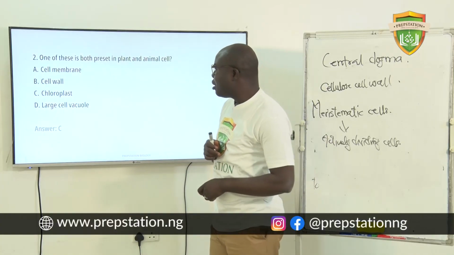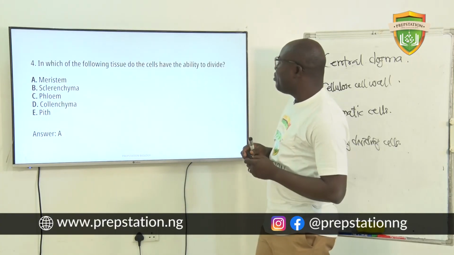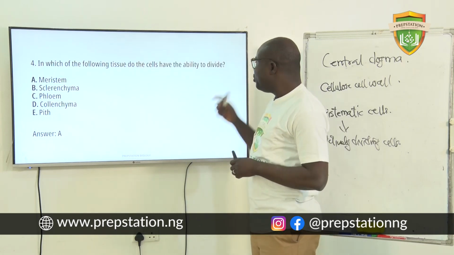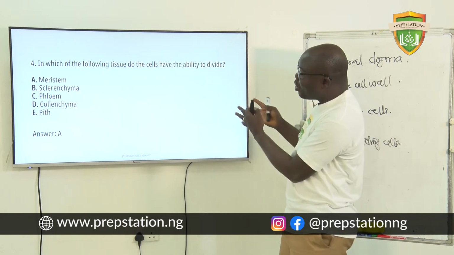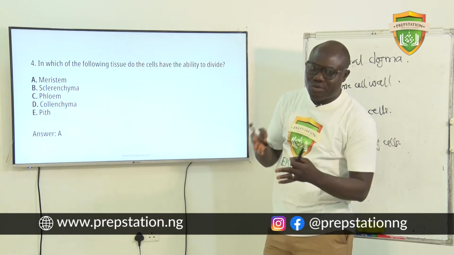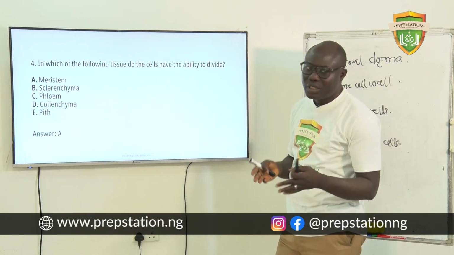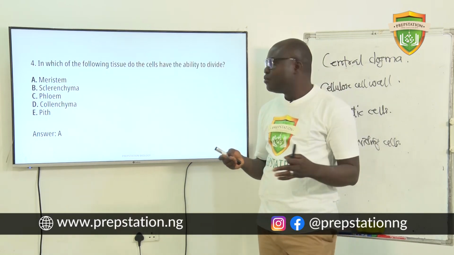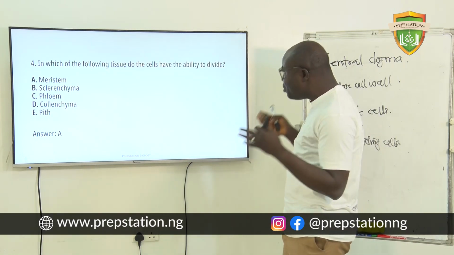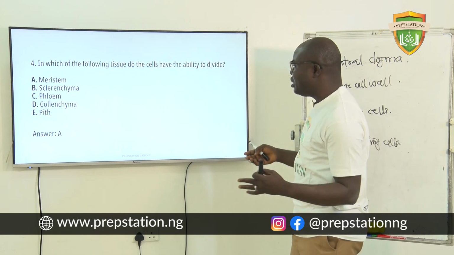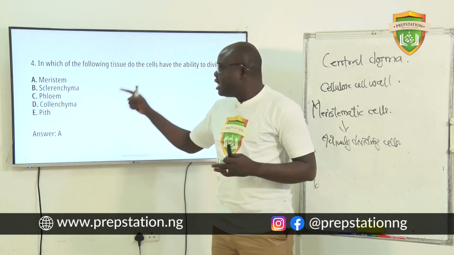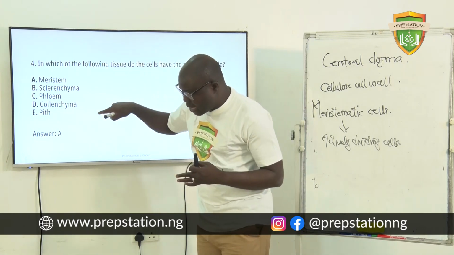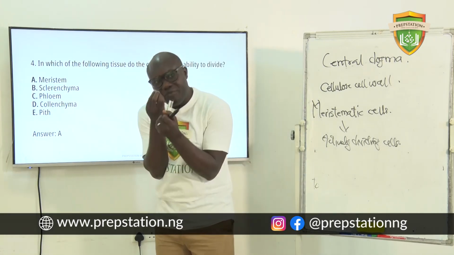Okay. The next one: in which of the following tissue do the cells have the ability to divide? Now, if you look at this question and compare it to the last one, you should be able to tell me the answer. The answer is meristem, because that region is where you have actively dividing cells.